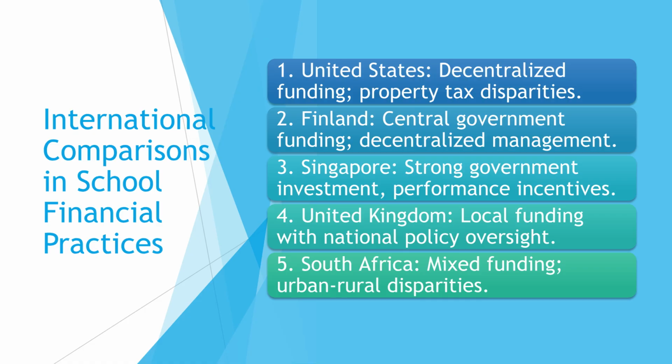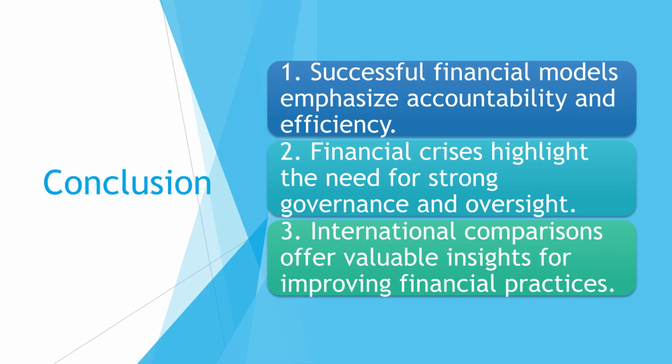International comparisons show diverse practices. The U.S. has decentralized funding, Finland uses central government funding with decentralized management, and Singapore emphasizes strong government investment and performance incentives. In conclusion, successful financial models stress accountability and efficiency. Crises emphasize the need for strong governance, and international comparisons offer insights for improving financial practices.